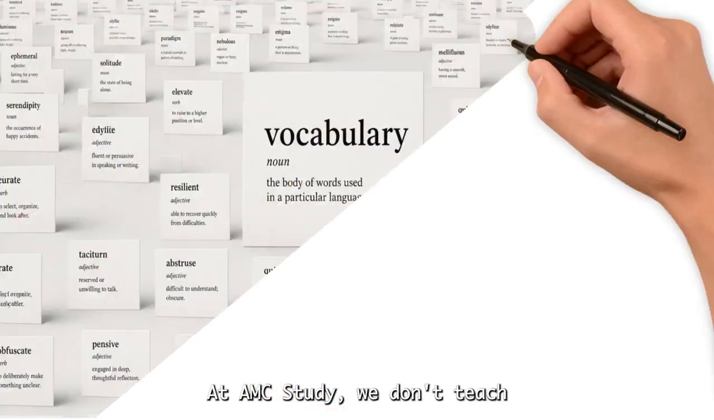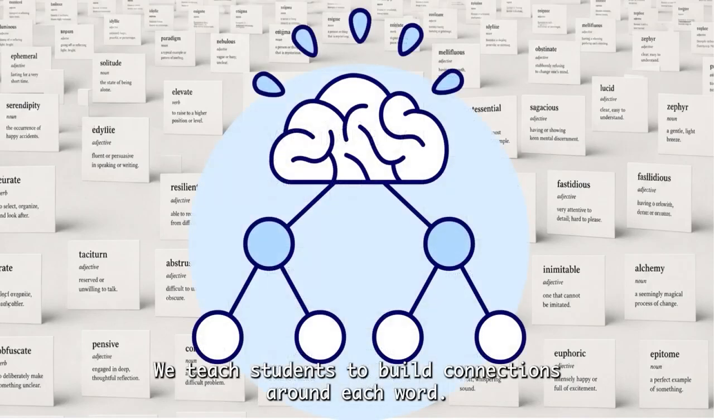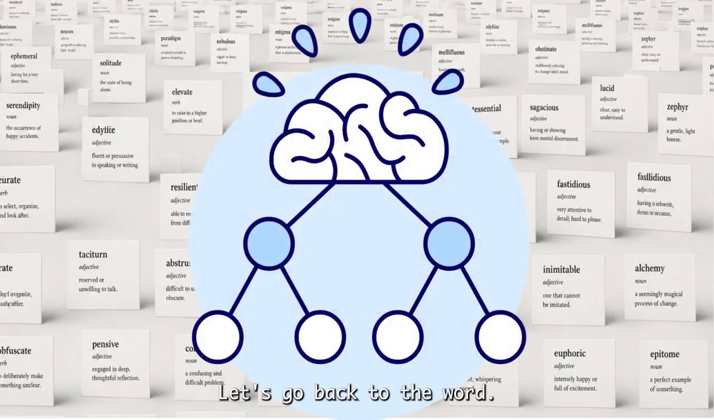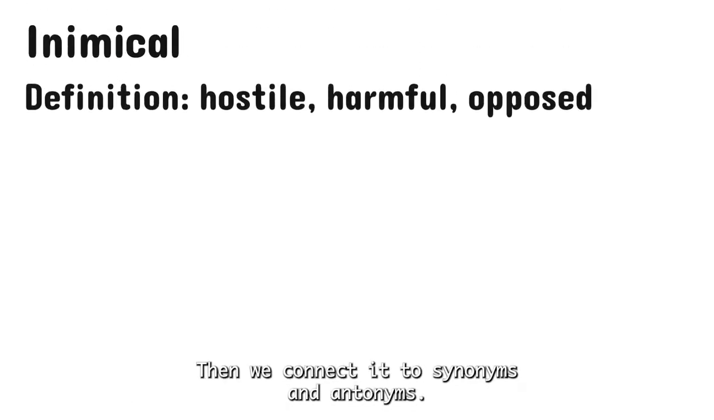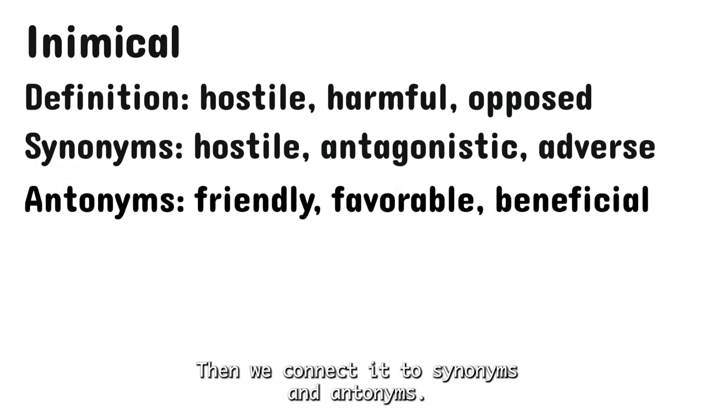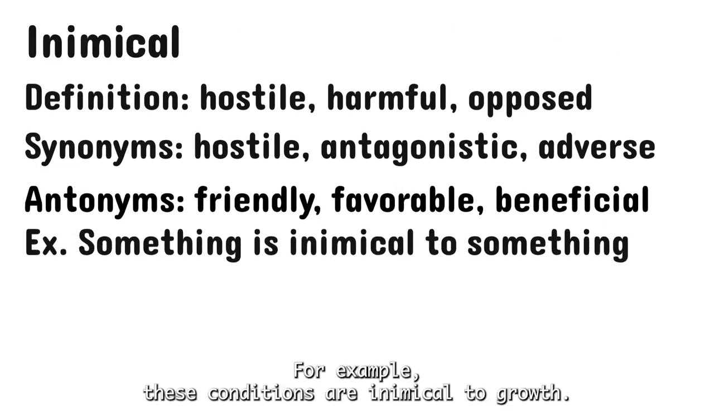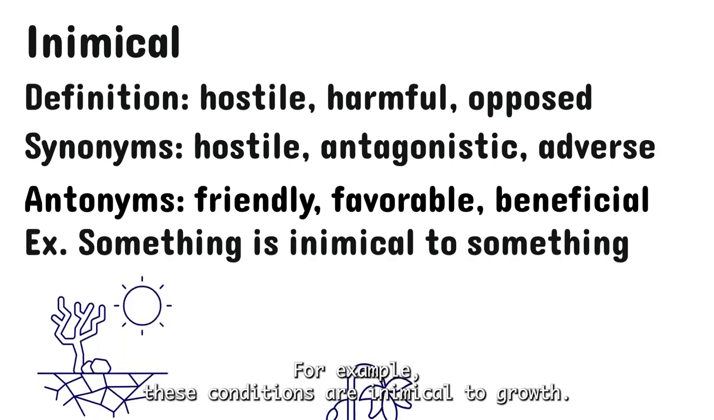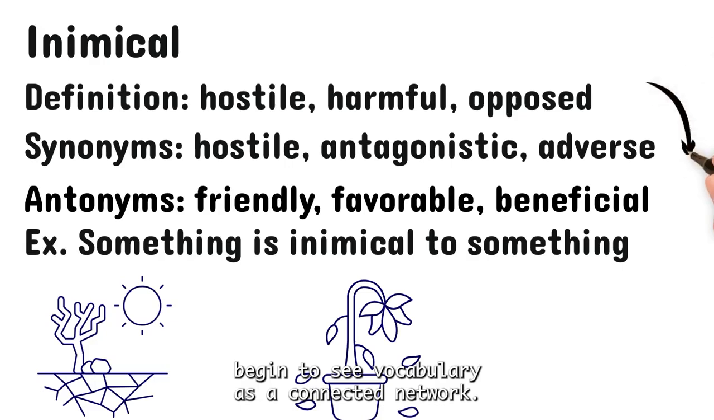At AMC Study, we don't teach vocabulary as thousands of isolated definitions. We teach students to build connections around each word. Let's go back to the word we started with, inimical. First, students learn its precise meaning. Then we connect it to synonyms and antonyms. Then, we look at how the word is actually used. For example, these conditions are inimical to growth. Instead of memorizing one definition, students begin to see vocabulary as a connected network.